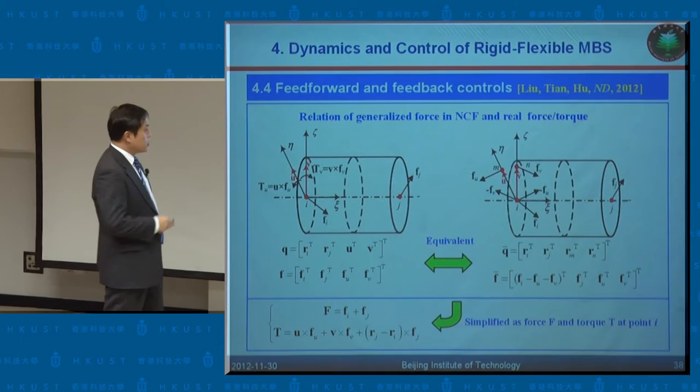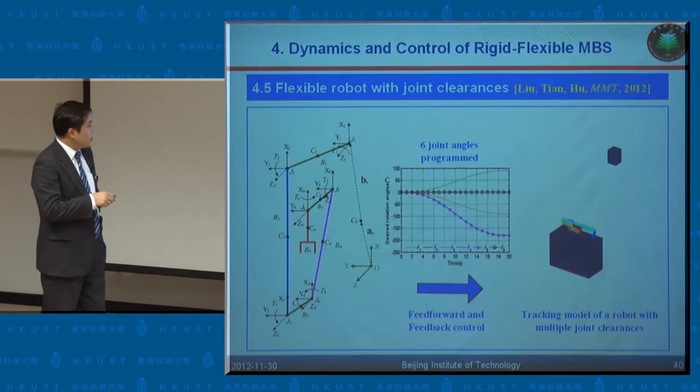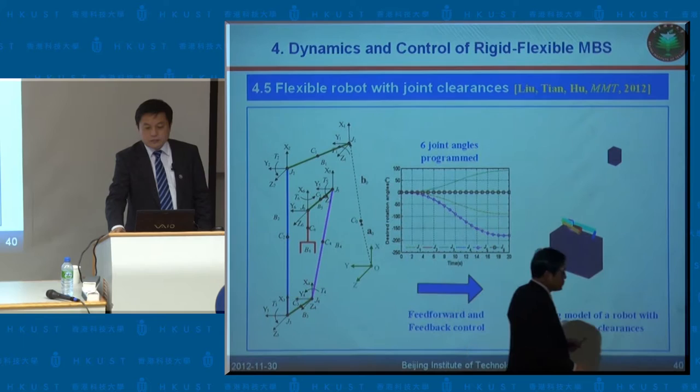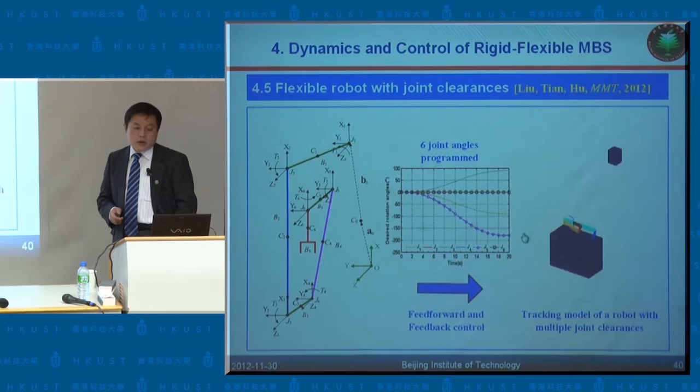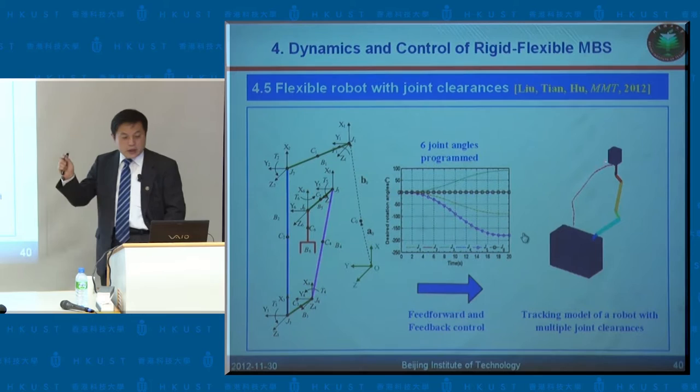Okay, here is an example of the dynamic process of a robot with six flexible arms and six joints with clearance. Here is the dynamic trajectory of the manipulator, starting from the satellite, then going to the object to take it off. Later on, I will show you a more detailed dynamic performance through another example.